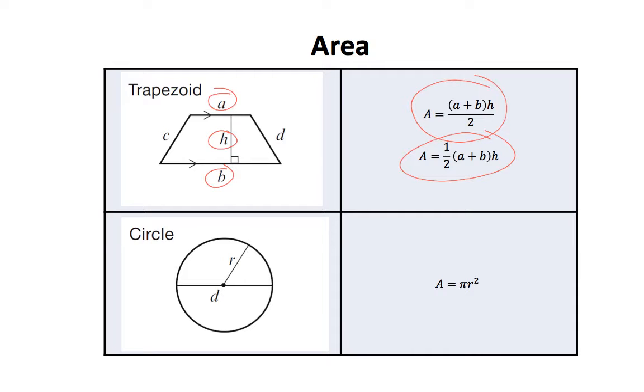Finally, the equation for area of a circle is pi times r squared. Pi is equal to 3.14, and r squared is the same thing as r times r. As you can see over here, this is the radius, which is the distance from the center of the circle to the outside of the circle. Diameter is just twice the radius.